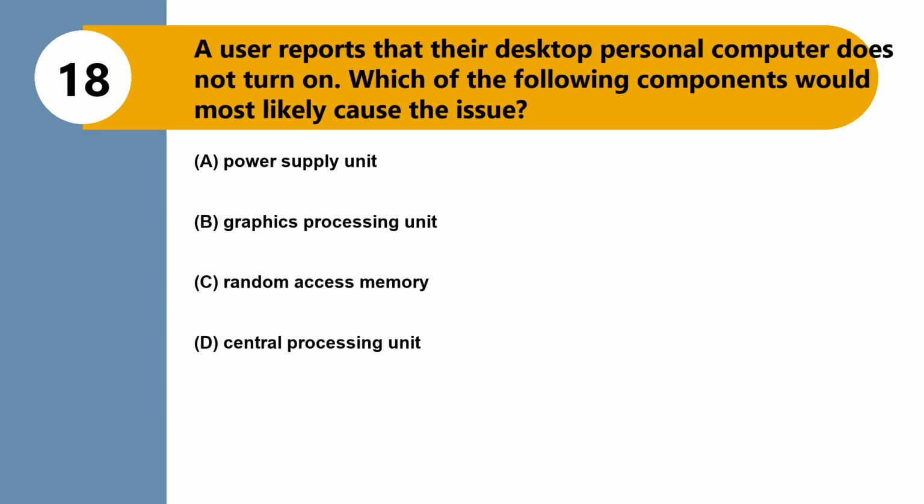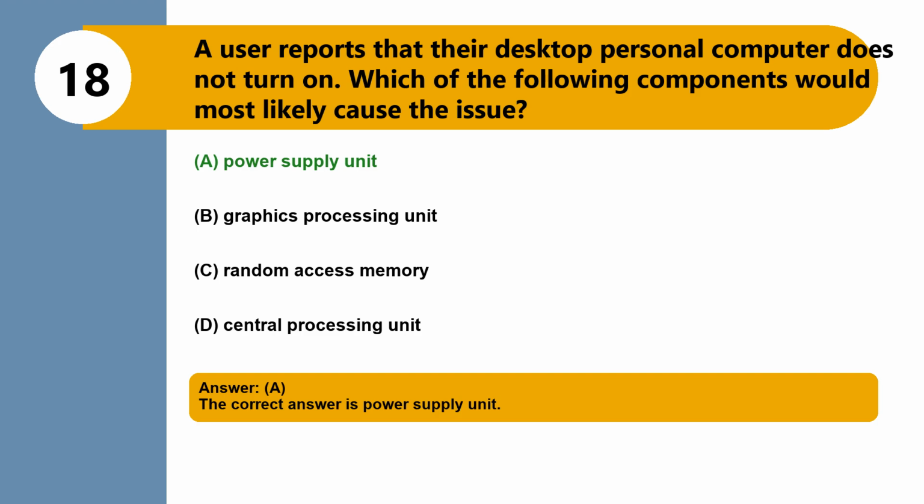Question 18. A user reports that their desktop personal computer does not turn on. Which of the following components would most likely cause the issue? Option A. Power supply unit. Option B. Graphics processing unit. Option C. Random access memory. Option D. Central processing unit. The correct answer is option A, power supply unit.